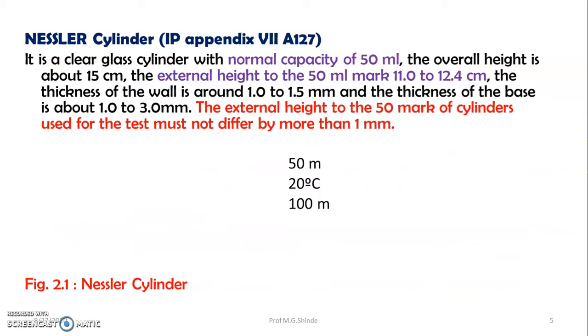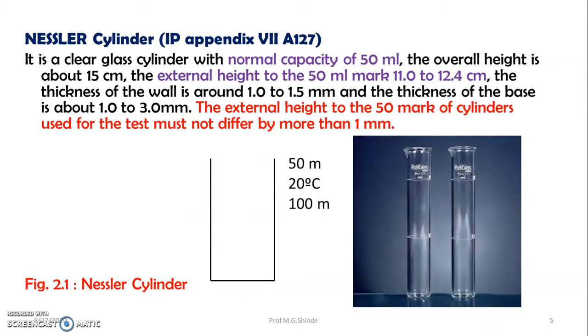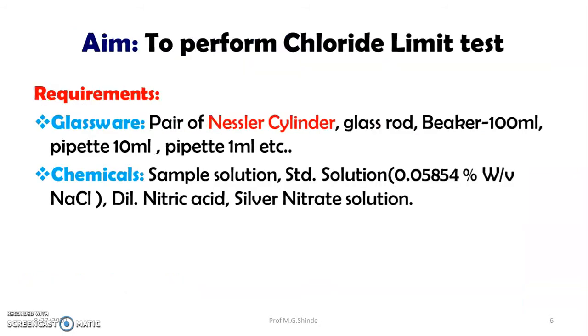The Nessler cylinder, as per the IP requirement, is a clear glass cylinder with a nominal capacity of 50 ml. The overall height is about 15 centimeter. The external height to the 50 ml mark is 11 to 12.4 centimeter. The thickness of the wall is around 1 to 1.5 mm and the thickness of the base is about 1 to 3 mm. The external height to the 50 ml marks of the cylinders used for the test must not differ by more than 1 mm.